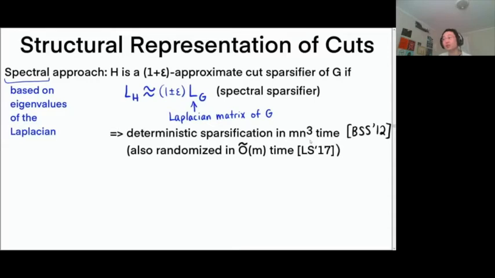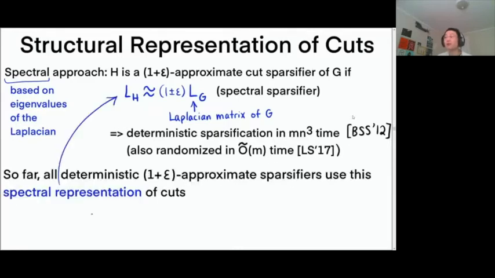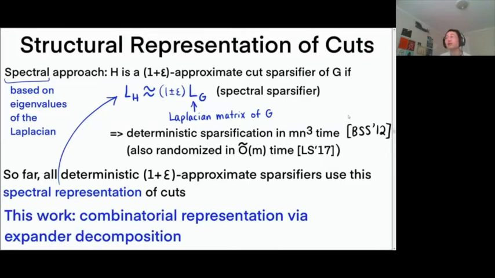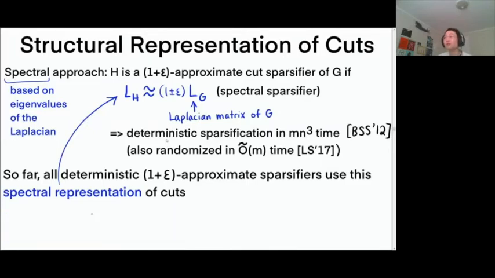but the running time was pretty large. And it turns out if you apply randomization, you can bring this down to near linear time. This is a result by Lee and Sun. And so far, the only ways of de-randomizing graph sparsification that we know of require this spectral approach as a way to understand this representation of cuts. Unfortunately, the best deterministic running time for this spectral approach is still n times n cubed, and that's far from linear.